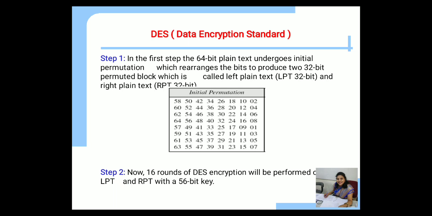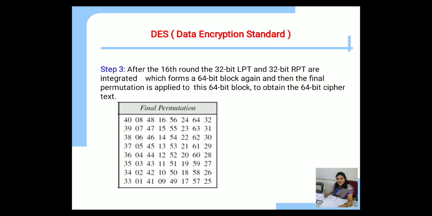Now we will see step 2. In step 2, 16 rounds of DES encryption are performed on the LPT and RPT with the 56-bit key. And in step 3, after 16 rounds, the 32-bit LPT and RPT are integrated, which forms a 64-bit block again, and then the final permutation is applied to this 64-bit block to obtain the 64-bit ciphertext.